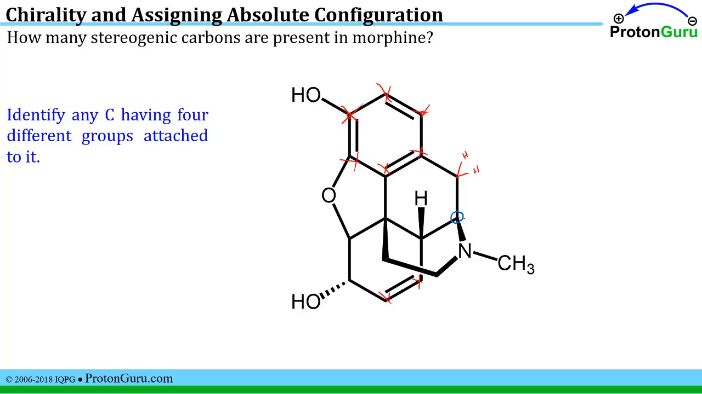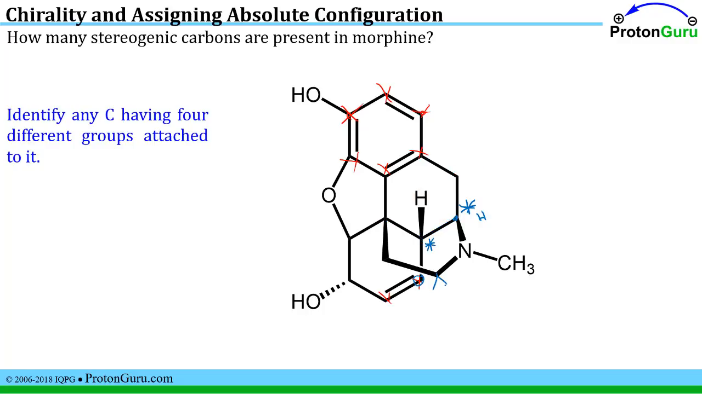We have this carbon, which has a hydrogen not drawn in the line bond structure. It's got a nitrogen, it's got a CH2, and it's got a CH carbon-carbon. So that's 4 different groups attached to that unit. So that is one stereocenter right there. We'll check this carbon. It's attached to this quaternary carbon, this carbon with a nitrogen, a hydrogen, and this doubly bound carbon. So 4 different things attached to that carbon as well.